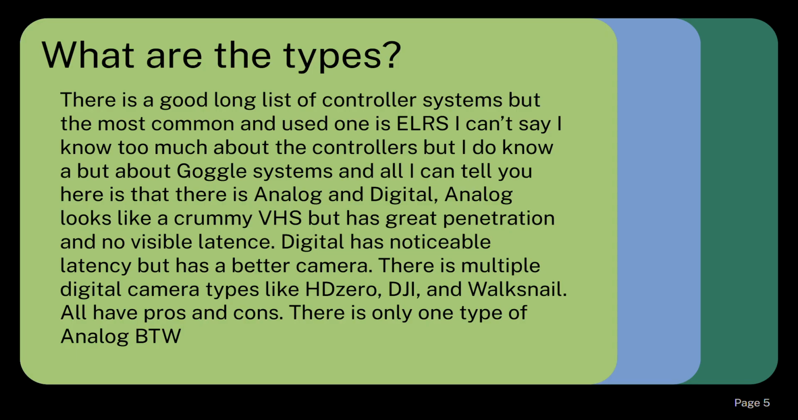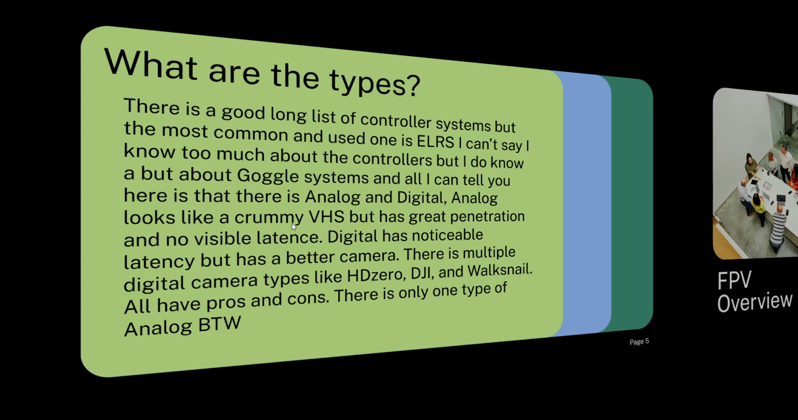There's only one type of analog. You can't get analog mixed up. Like if I get analog goggles and I get an analog drone, there's no, oh, it's analog 2 or analog 3. They're all the same. Analog is all the same. So that's all you're really going to need to know.